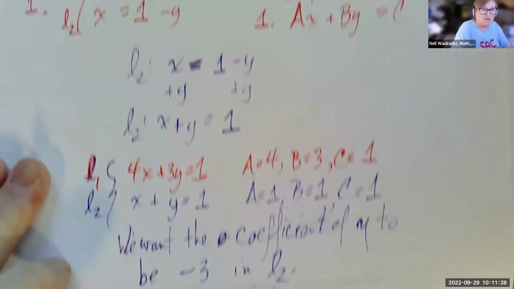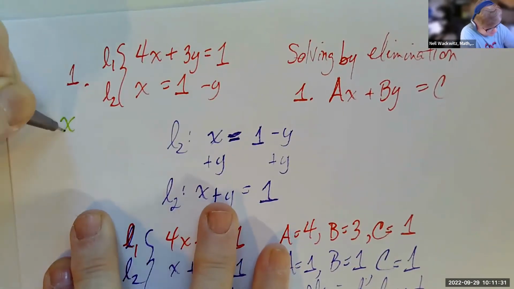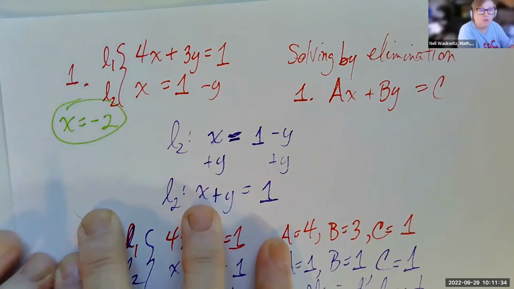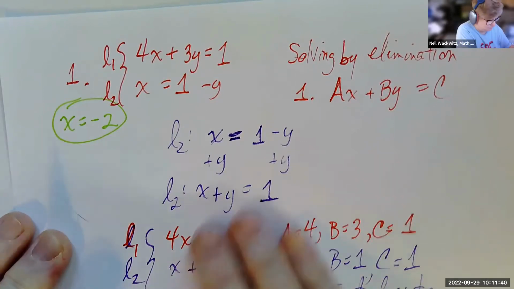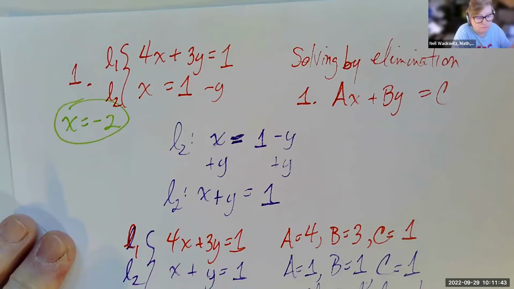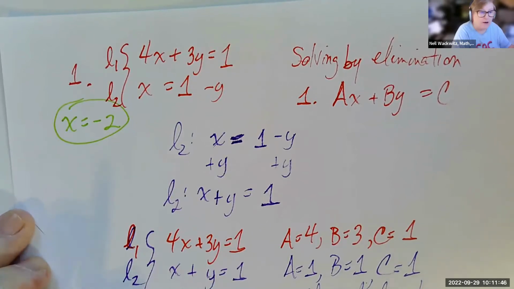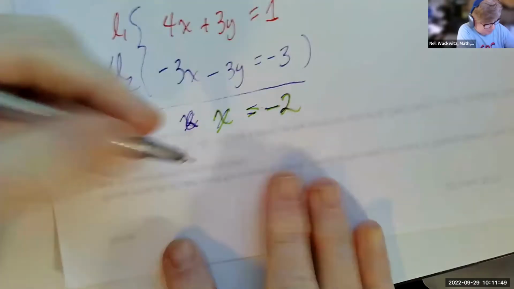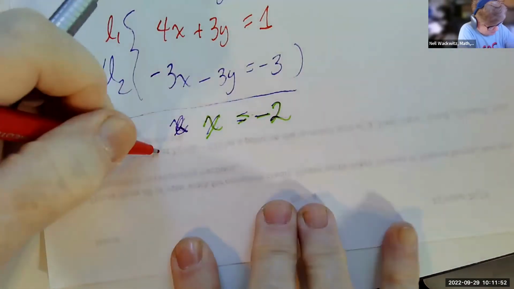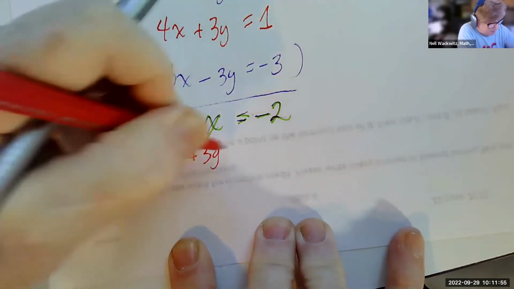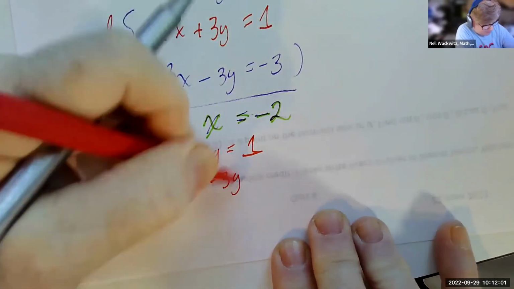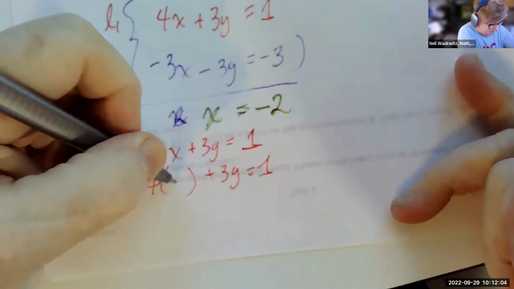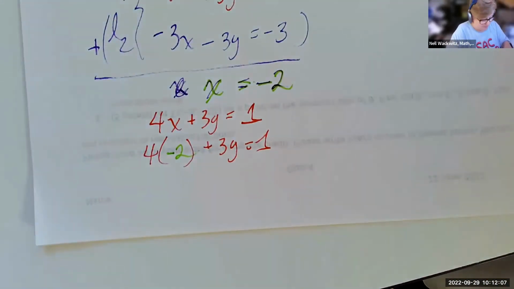And now that we have one of the values, let's move up to the originals. We just found that x equals -2. Do you want to choose line 1 or line 2 to find y? Line 1. All right. So let's see, line 1, that'd be 4x plus 3y equals 1. And we just found that x was -2. All right. How do we find y?